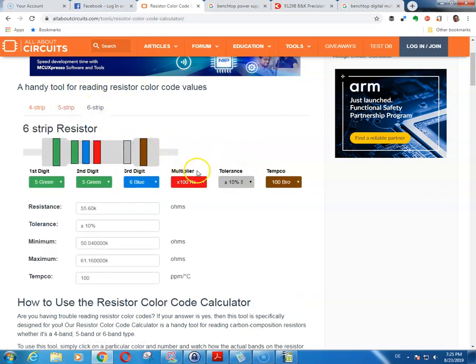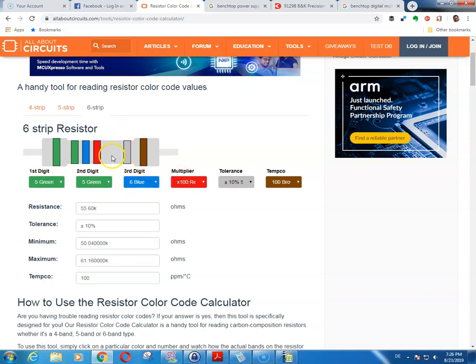And over here you have basically the first digit, the second digit, the third digit. You have 3 digits over here. When you have 6 strips, you get basically these 3 digits over here.